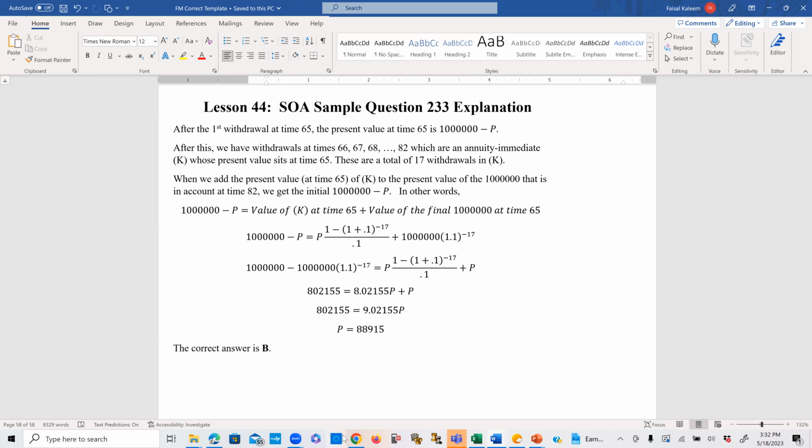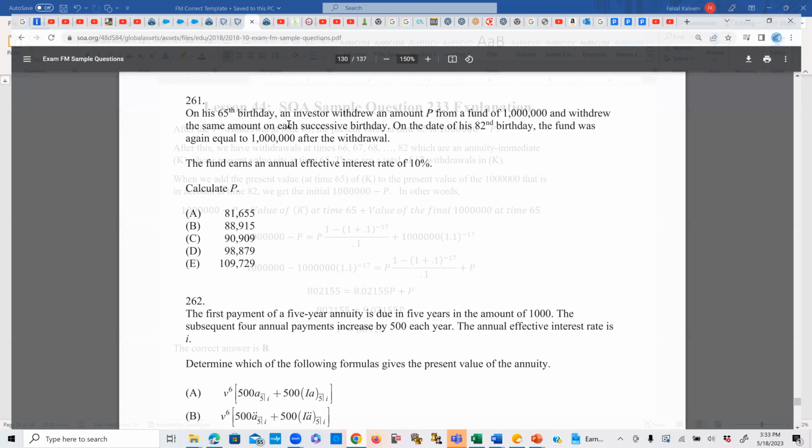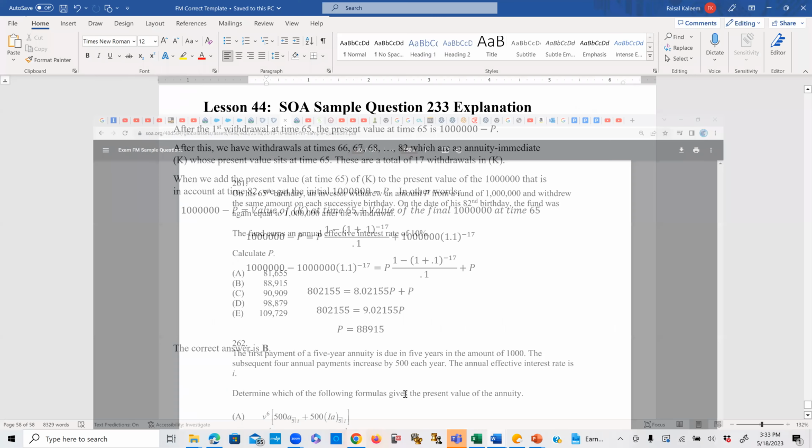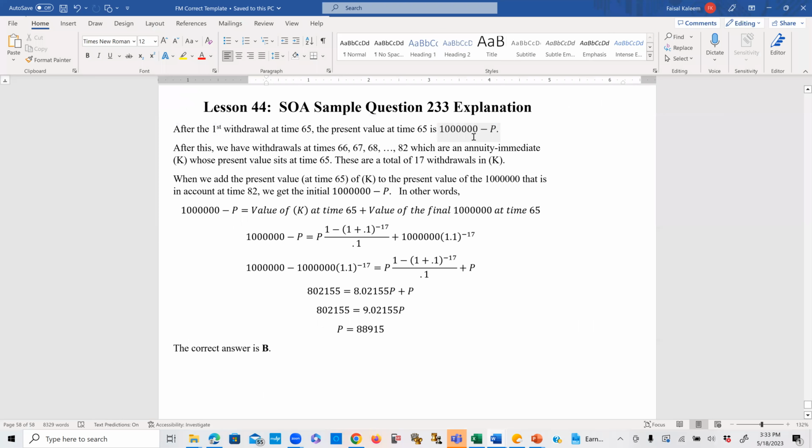And then that's not all. If these withdrawals were exhausting the fund, then we would say that the present value of these withdrawals equals a million minus P, but they're not exhausting the fund. He still has a million after this last withdrawal on the 82nd birthday. So that million also contributes. So the initial present value of a million minus P should equal the present value of this annuity K plus the present value of this million, which he has in his account on his 82nd birthday.